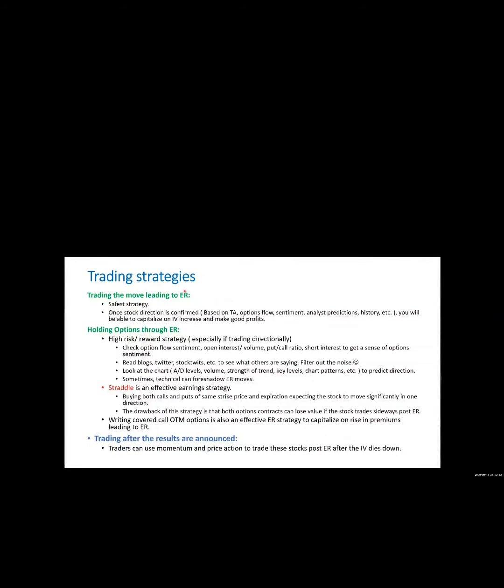Now, we've learned a little bit about fundamentals. We've learned how to read statements, and we know the basics of earnings. Let's talk about a couple of trading strategies. There are two types of strategies. One is trading the move leading to the earnings. That's what we discussed earlier. And then you can hold options or stocks through earnings releases. Meaning, if you have a position and you want to actually play the report, waiting for the gap up or gap down for that binary event, you can do that as well.